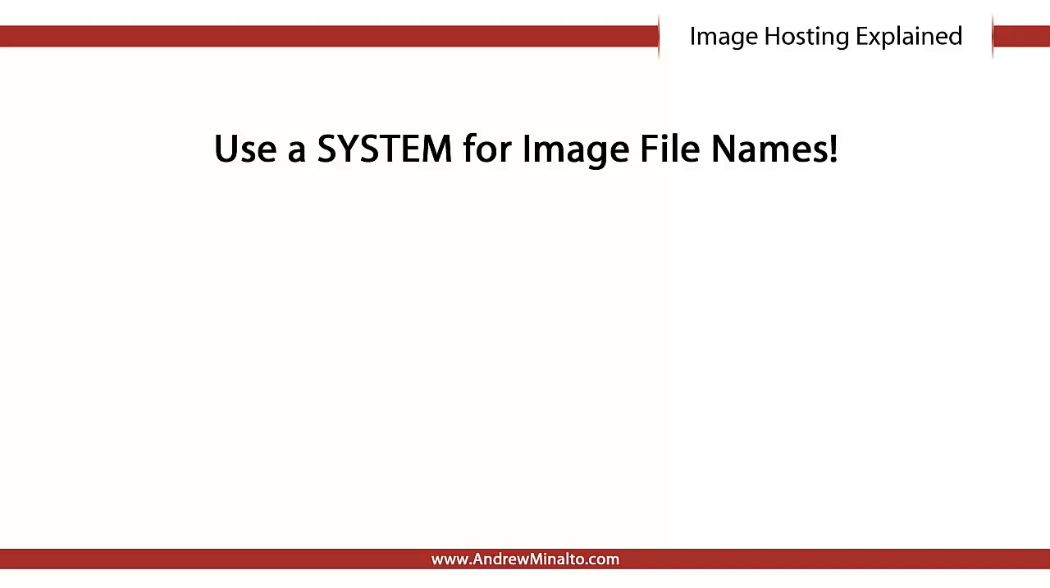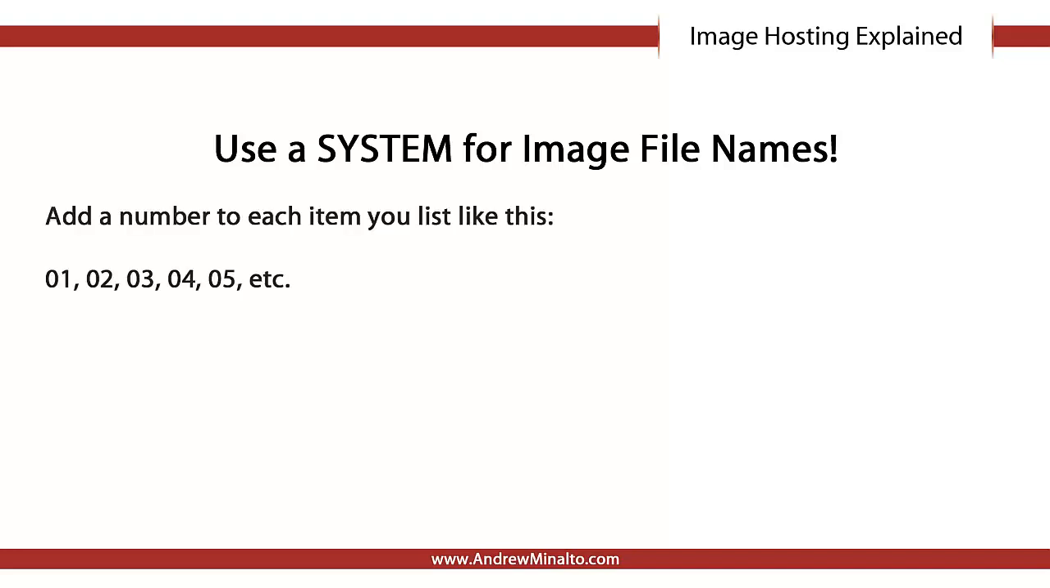To make this even more productive, add a number to each item you list, like this: 01, 02, 03, 04, 5, etc. And if you have multiple images for each item, which you should, use another number to identify each picture, like this: 01-1, 01-2, 01-3, and so on. So without checking the URLs, you'll already know what they will look like, this.